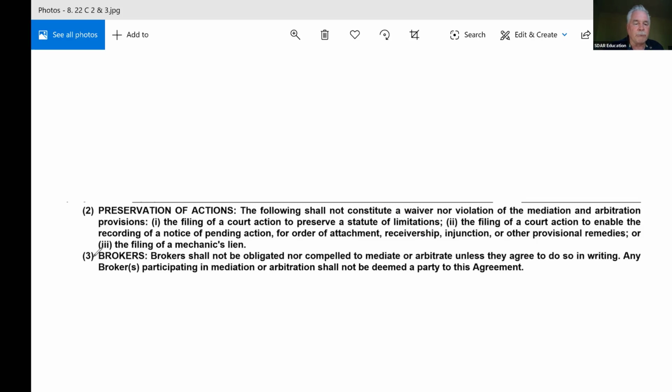And then finally, brokers shall not be obligated nor compelled to mediate or arbitrate, and I already kind of spilled the beans on this earlier, unless they agree to do so in writing. So if there's a dispute between the buyer and the seller, I have said I think the broker should go, but that's not legal advice. I'm just saying I'd like to be there, because when these two come up with their award, and part of that award is I've got to pay $50,000, and I wasn't there and now they're litigating against me for 50 grand because the arbitrator said so, I think I need to be there.